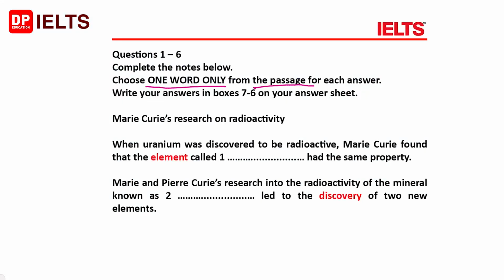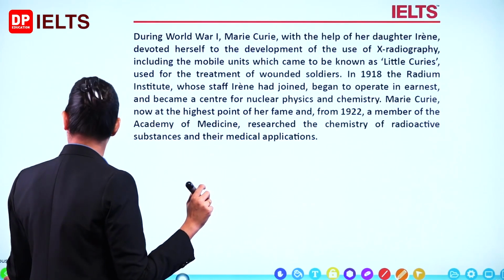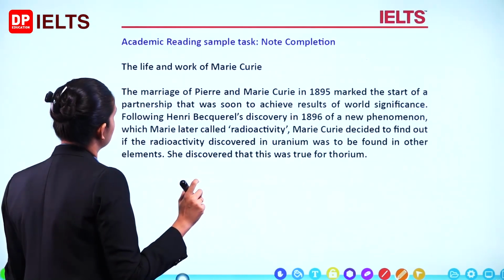When uranium was discovered to be radioactive, Marie Curie found that the element called something had the same property. Okay, let's go and see. Where do we find it? Probably at the start, so let's go from there.